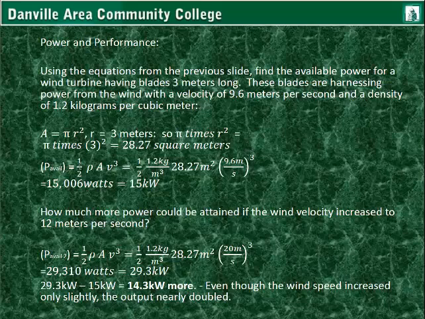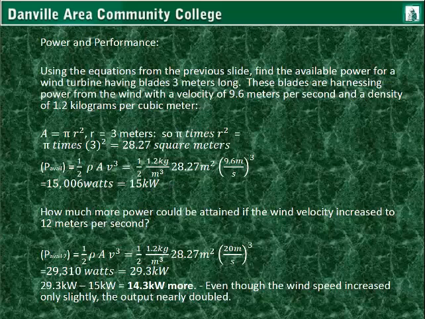So putting that into the power availability formula, 1/2 rho A V cubed, you will get 1/2 times 1.2 kilograms per meter cubed times 28.27 meters squared times 9.6 meters per second cubed. And this calculation must be done first. You take 9.6 cubed, or 9.6 times 9.6 times 9.6, and then multiply that by 28.27. Then multiply that by 1.2, and multiply that by 0.5, and you should get around 15 kilowatts or 15,000 watts.